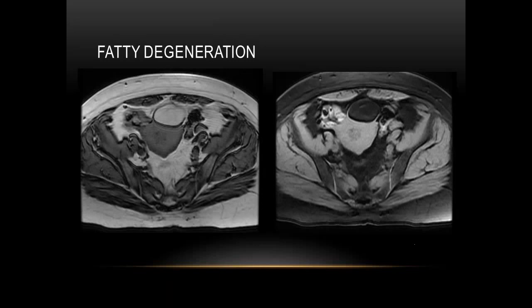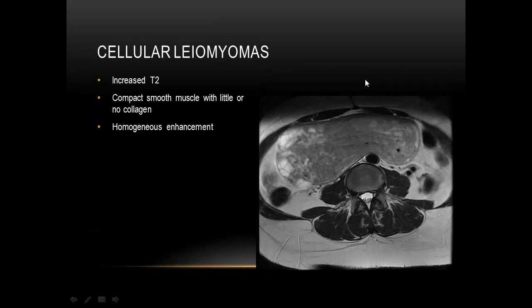There's also something called fatty degeneration or lipoleiomyoma. You can see there's a fatty tumor here, subserosal, protruding off the uterus. And on our fat sat image, it drops off, demonstrating the fat contents of it.